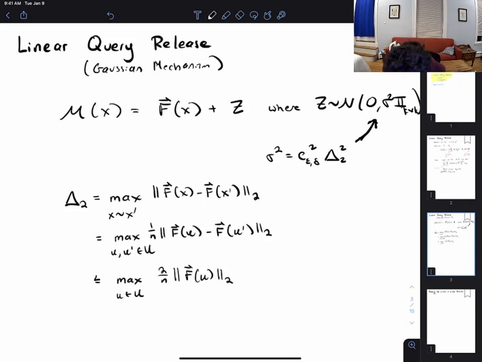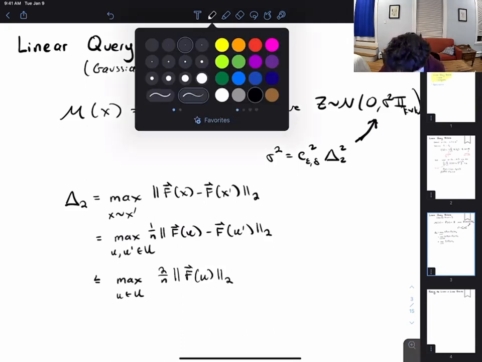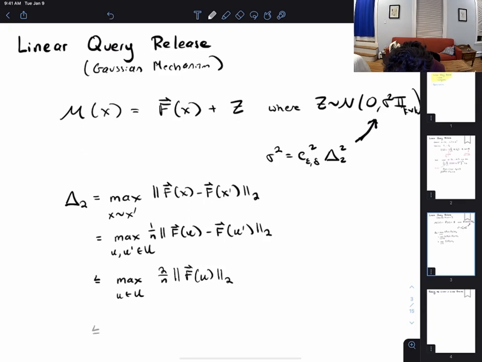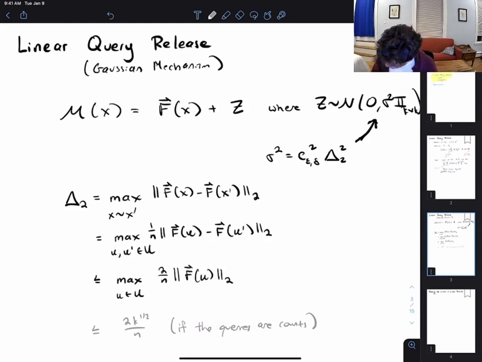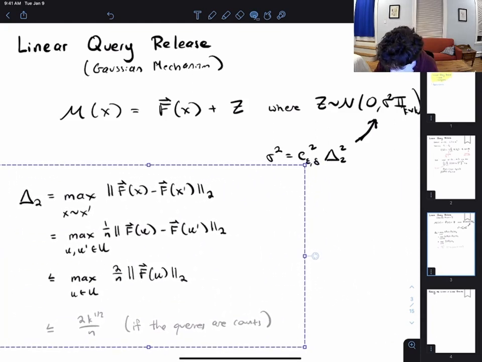Since f is just a vector of a bunch of queries, if these are counts, we can say that this is at most 2 square root of k over n. We can write this as 2 root k over n if we know that the queries output values in 0 and 1. But it might be smaller, it might be bigger. I just want to give you some sense of the scale of what the sensitivity is.